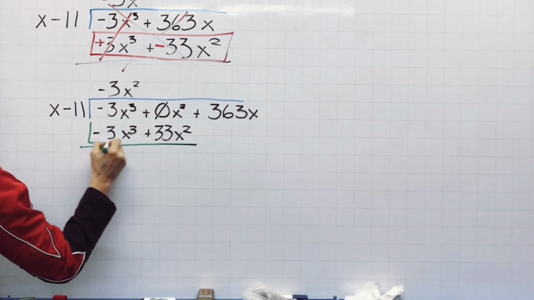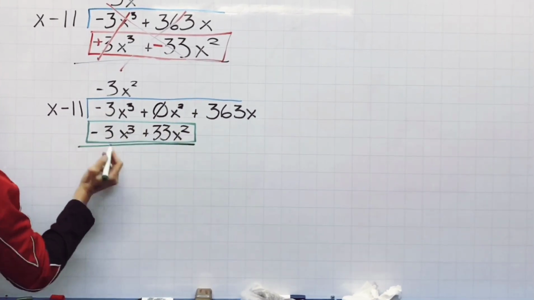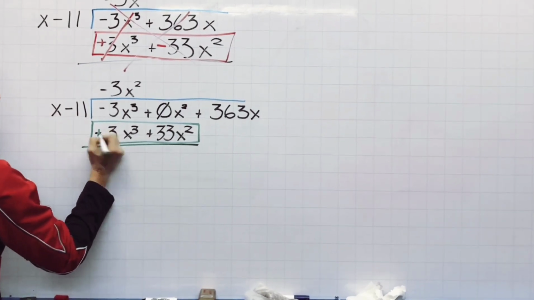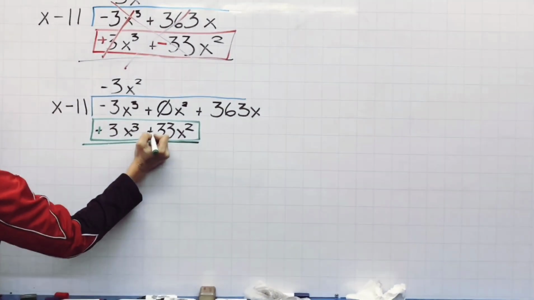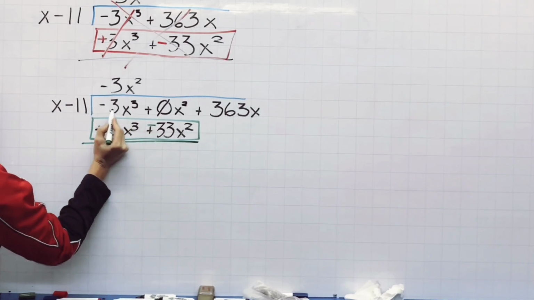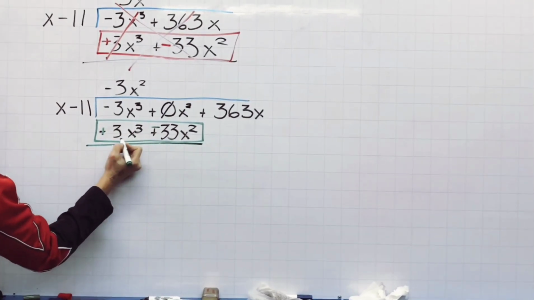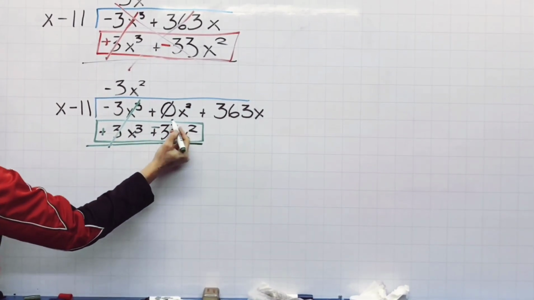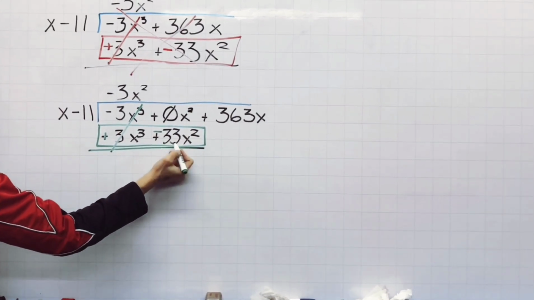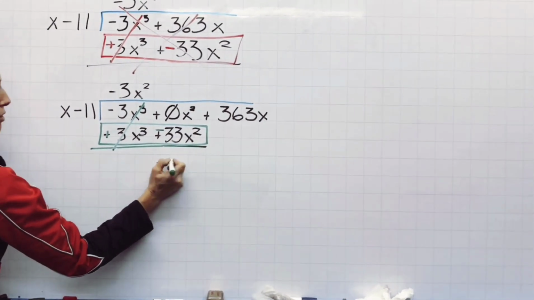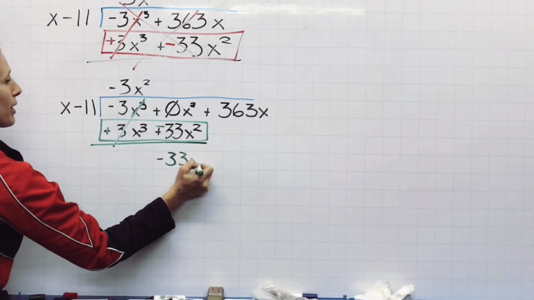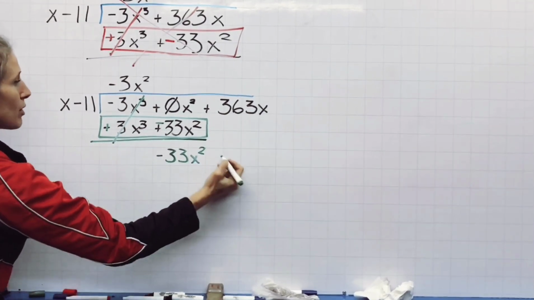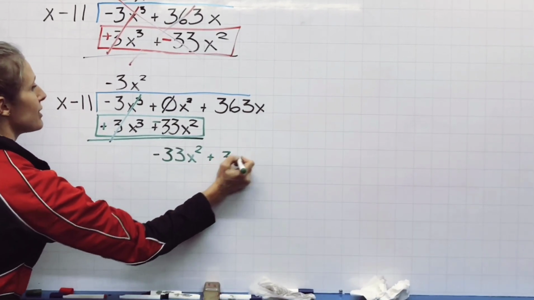We have to subtract this entire quantity. So minus a minus becomes a plus, and this plus becomes a minus. Minus 3x cubed plus 3x cubed cancels out. 0x squared minus 33x squared is minus 33x squared. The next term comes down, plus 363x.